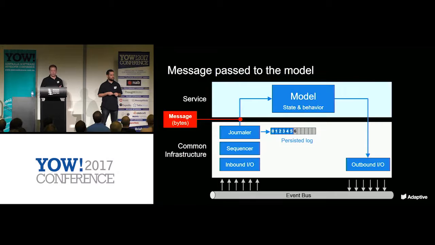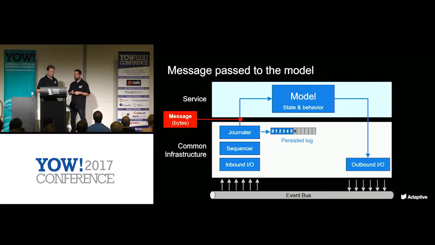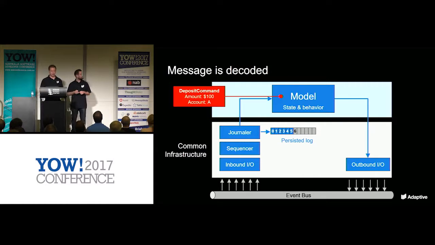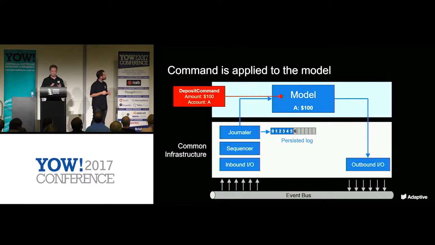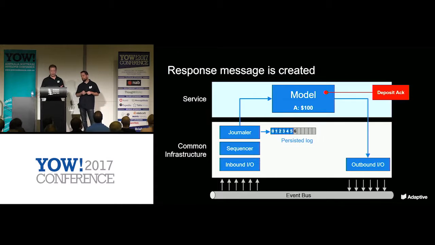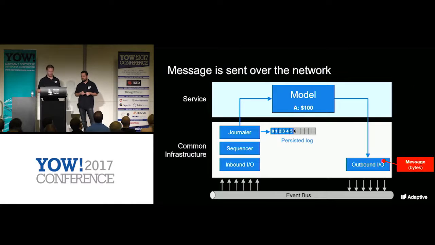When it's passed over to the model, that's where we decode these bytes and turn them into a usable command. In this instance, we've got a deposit command, with an amount of 100 and an account of A. We're taking that command and applying it to the model. This is all still being done in memory. At that stage, we can acknowledge the command. So we have an ACK that then gets encoded and sent over the wire back to the client.